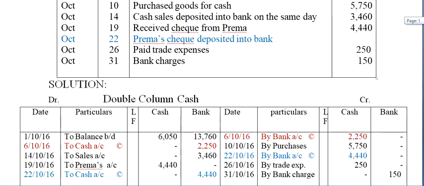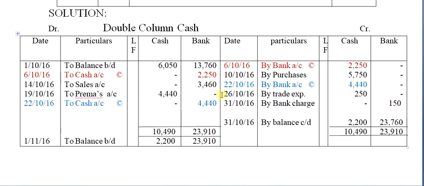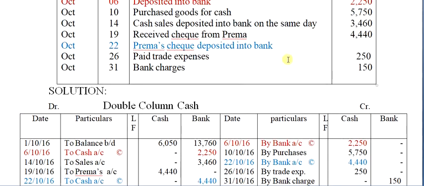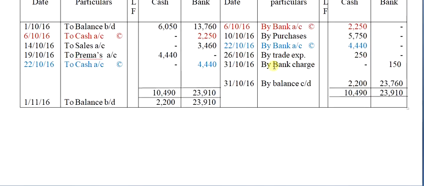When we pay the trade expenses, what happens? Our cash balance reduces. 26/10/2016 by trade expenses 250, cash has been reduced. Again, what happens? October 31st, the bank charges 150. So bank charges have been given. What happens? Our bank balance reduces. So automatically, by bank charges on 31/10/2016, 150 in the bank column.